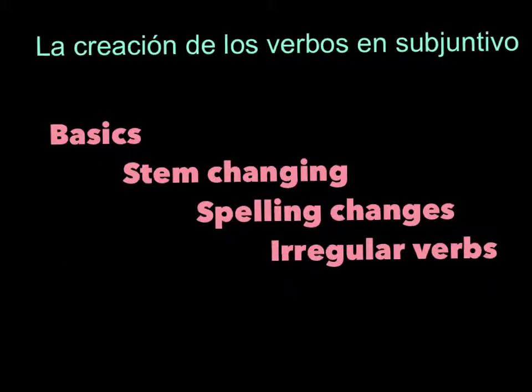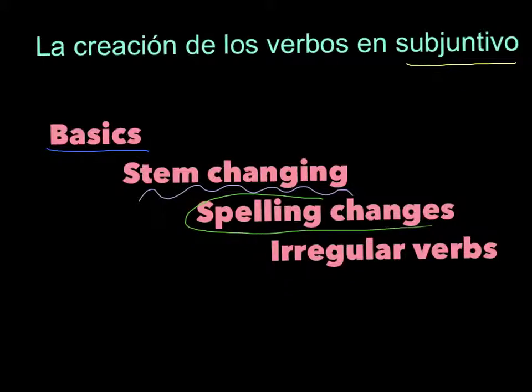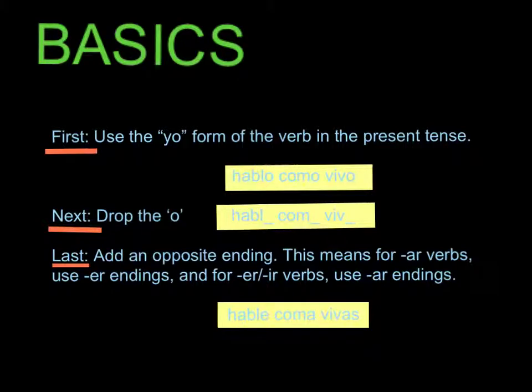Lo último que vamos a hablar hoy es la creación de los verbos en el subjuntivo. Hay 4 versiones de conjugar el subjuntivo. 1. The basics. 2. Stem changing. 3. Spelling changes. 4. Irregular verbs.